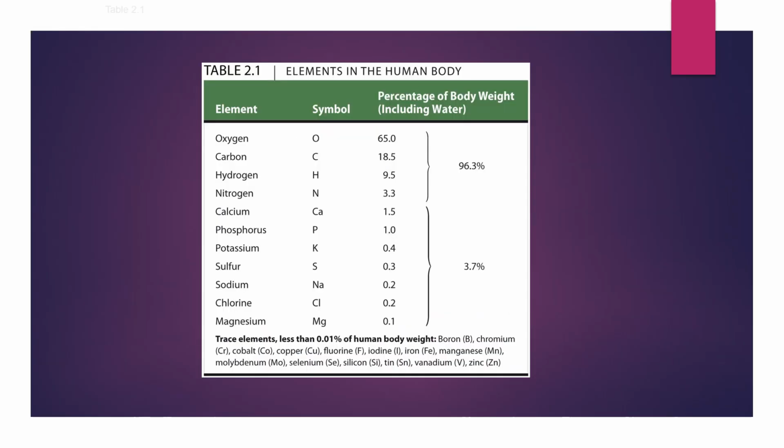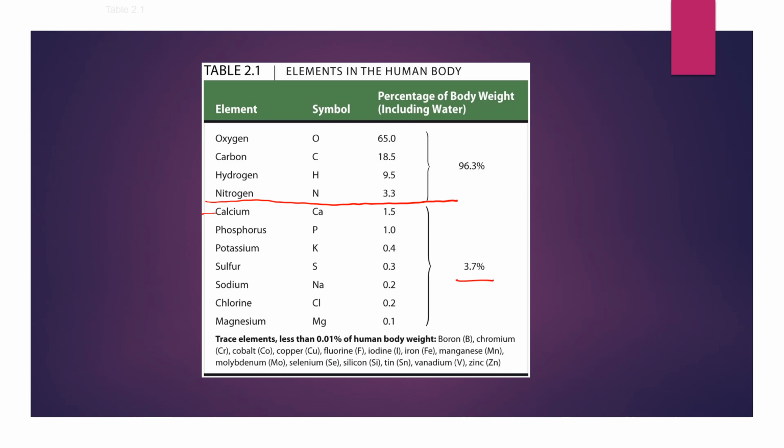And again, this is showing you the elements, in this case, of the human body. And here is oxygen, carbon, hydrogen, nitrogen. They're by far the most common. They make up about 96%. And then things like sulfur, phosphorus, calcium, sodium are the rest of the major components. Then there are some that are present in really small amounts. And we'll be talking about some of them as we go through the semester.